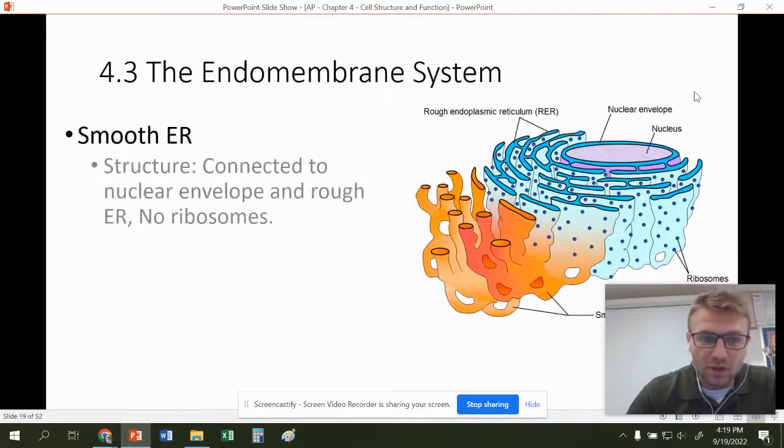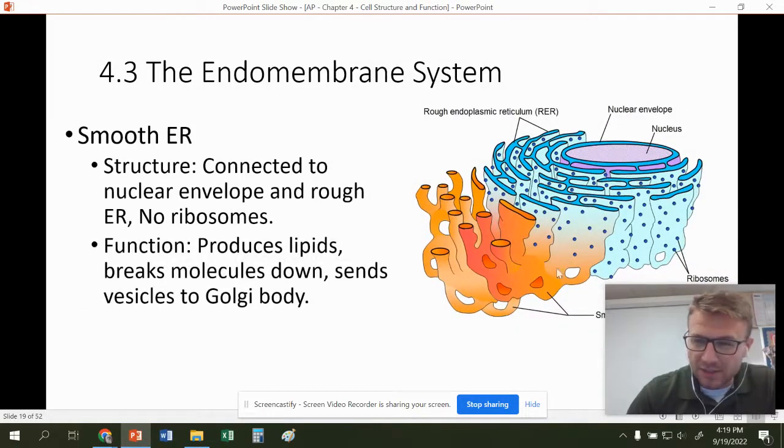Next, we have the smooth ER. This is still connected kind of to the nucleus, but more through the rough ER, and it doesn't have ribosomes. So this is going to be more for making lipids and other molecules, and they are going to be involved in transporting vesicles to the Golgi body. Let's talk about that here in a second.